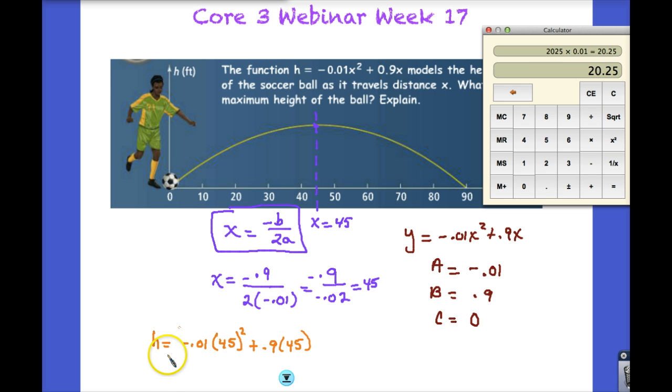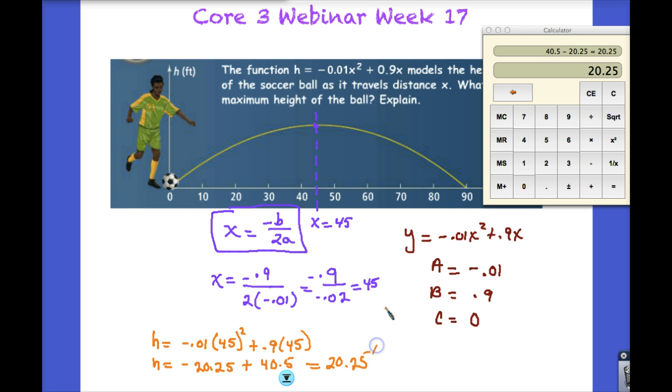Okay. So if I simplify this out, and I just did it in my calculator, I get negative 20.25 plus 0.9 times 45, again, I have to do that in my calculator because I can't do that in my head, is 40.5. So I'm really close to finding my y value, right? H is your maximum height. So if I put these together, 40.5 and a negative 20.25, I just have to subtract. And I get, actually I still get 20.25.